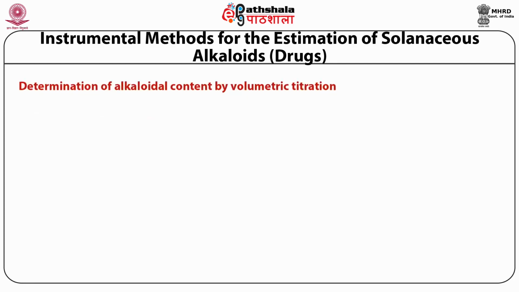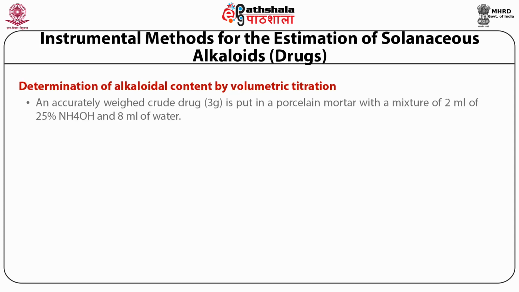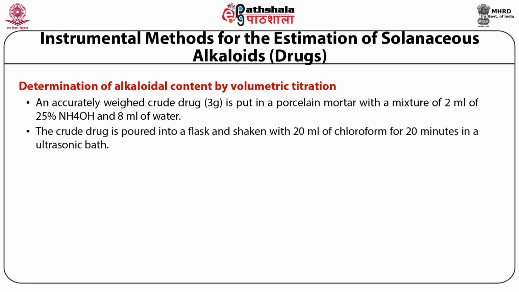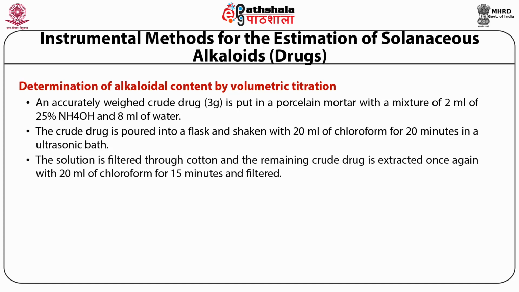The determination of alkaloidal content by volumetric titration involves weighing about 3 grams of crude drug in a porcelain mortar. We crush it with 2 ml of ammonium hydroxide and 8 ml of water. It is poured into a flask and shaken with 20 ml of chloroform for about 20 minutes in an ultrasonic bath. The solution is filtered through cotton.